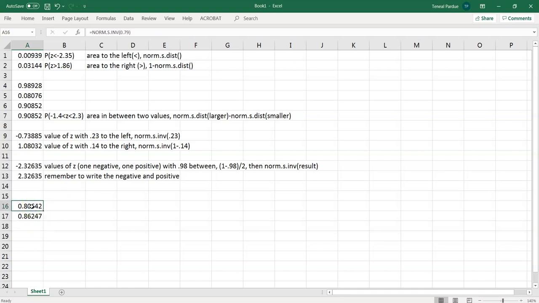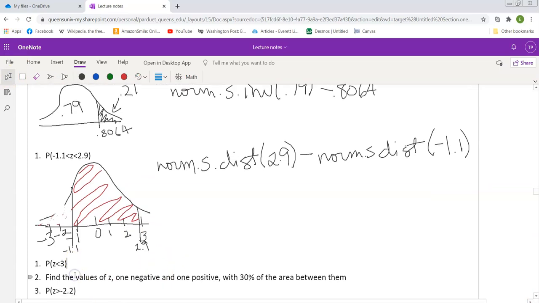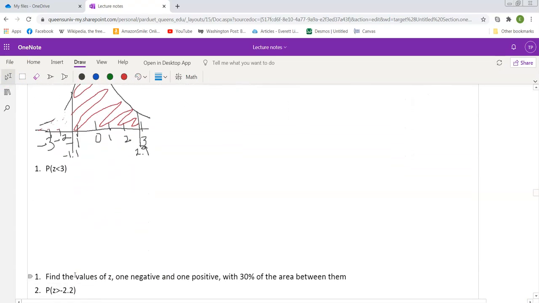Okay. This first one, by the way, was the value of Z with 0.21 to the right. And this one was the probability that Z was between negative 1.1 and 2.9. All right, the third problem. Probability Z less than 3.